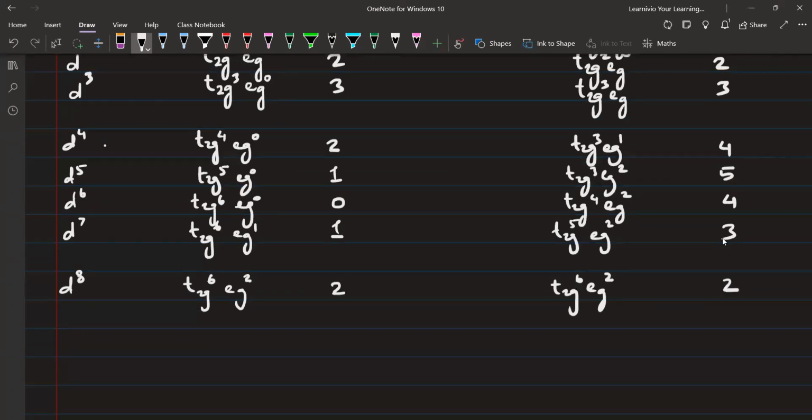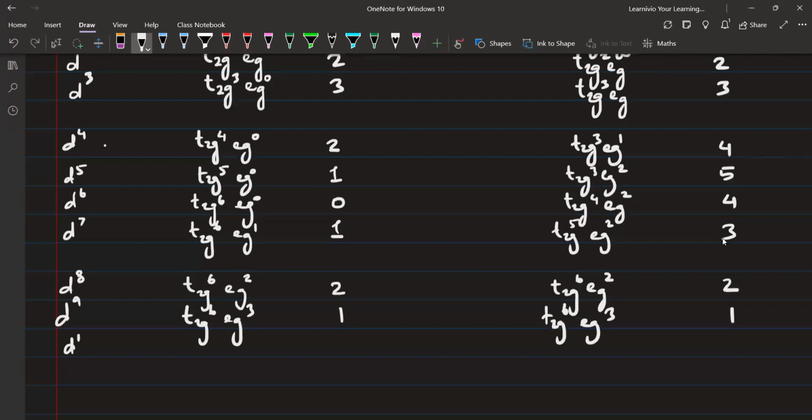Now in the d9 configuration, what will happen? t2g is 6. What will change? Now eg will be 3. Number of unpaired will become 1. Here also t2g 6, eg 3. Number of unpaired is 1.